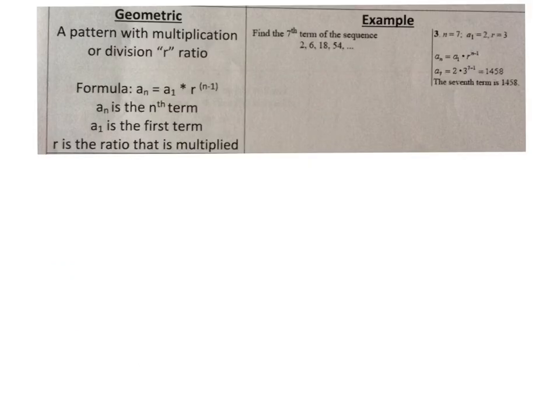Now let's switch gears a little bit and talk about geometric. A geometric pattern is one with multiplication or division. The r, the ratio. One of the things I want to talk to you about is that we're always going to be multiplying. It always is shown by multiplying. If my pattern is going down, it may look like division, but what we're doing is really multiplying by a fraction, maybe 1/2, maybe 1/3. But we're always multiplying, and that's what ratio means. Ratio, multiplication, my r factor. What am I multiplying by?